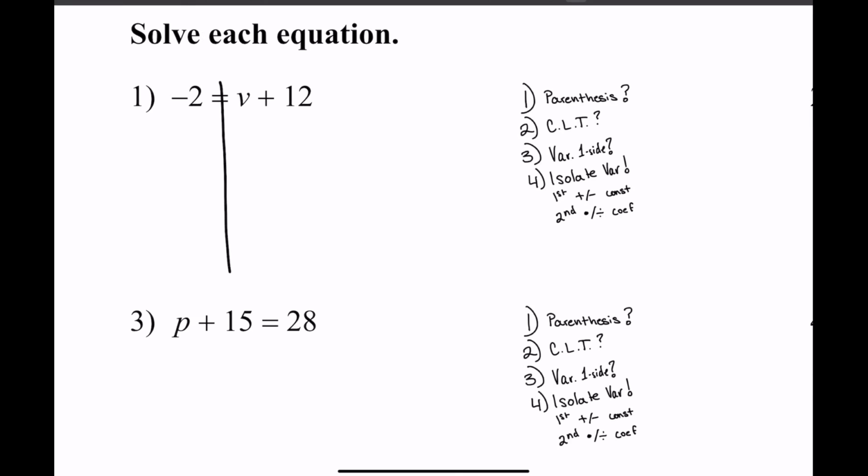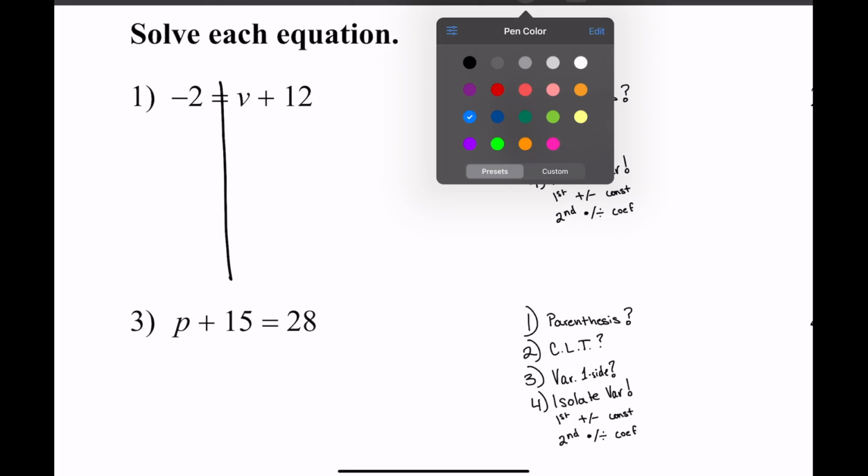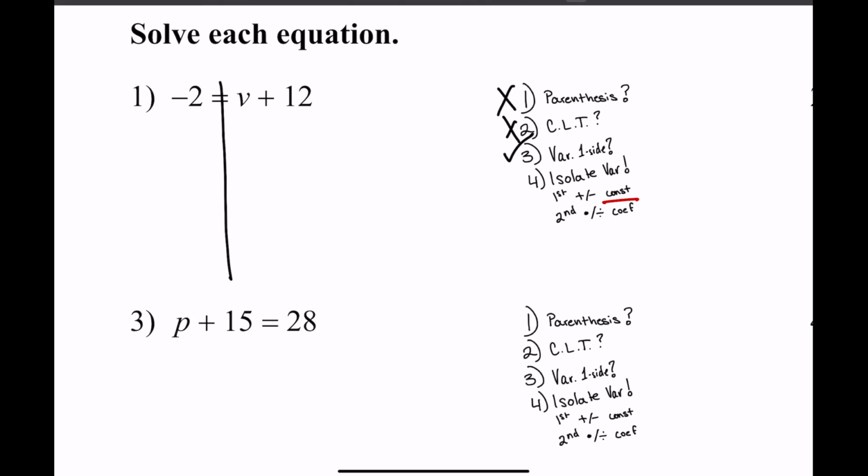Draw my balance bar. I got a little checklist over on the right here. Is there parentheses in this problem? No, there are not. Can we combine like terms over here? No, we cannot. Is the variable on one side? Yes, it is. Now it's time to isolate the variable, which means we have to figure out what's the constant and what's the coefficient. So we're looking at this side with our variable. This 12 is a constant, and then there's no coefficient, so we don't have to worry about that.